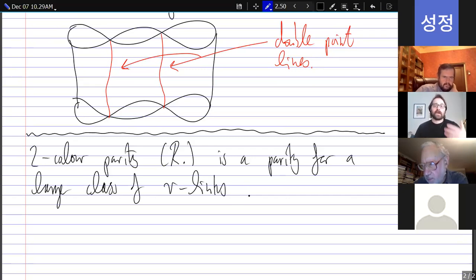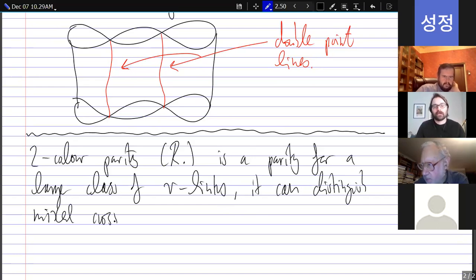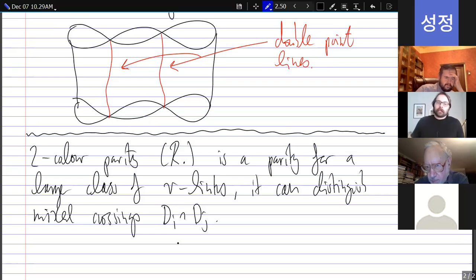It doesn't require any concordance information as the previous example. And it in particular can distinguish mixed crossings between the same components, as we saw before. So the parities, including those developed by Im and Park and Zhu, as I mentioned, were unable to distinguish mixed crossings between fixed components. This parity that I'll outline today is able to do so.